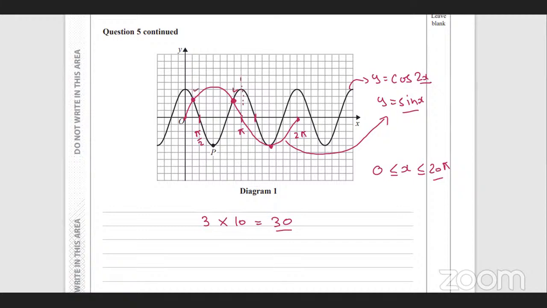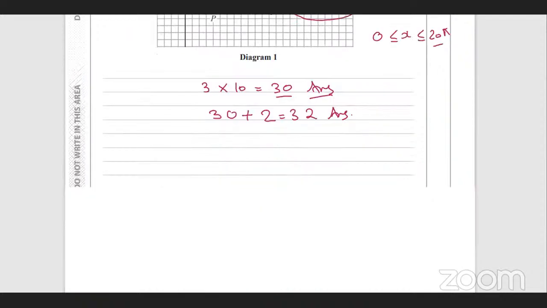So till 20 pi, the intersections would be 30, and from 20 pi to 21 pi, since we have 2 from 0 to pi, we will have 2 from 20 pi to 21 pi. This is giving me 32. This is the answer of the first part and this is the answer of the second part. Okay. Let's talk about the next question.